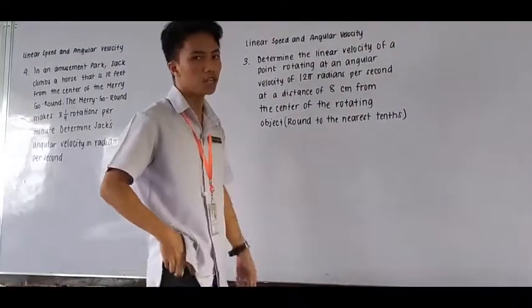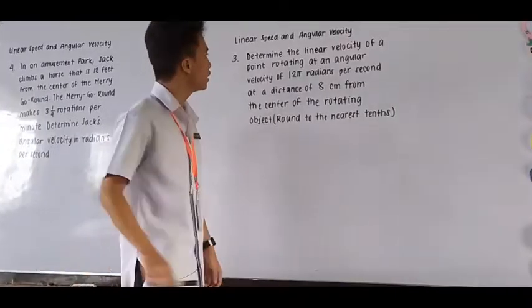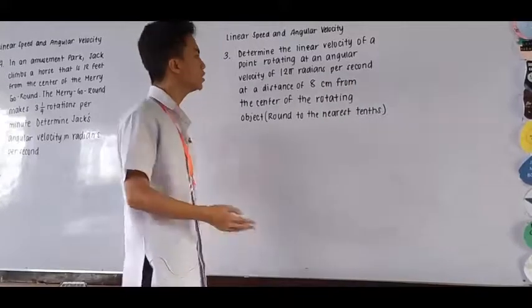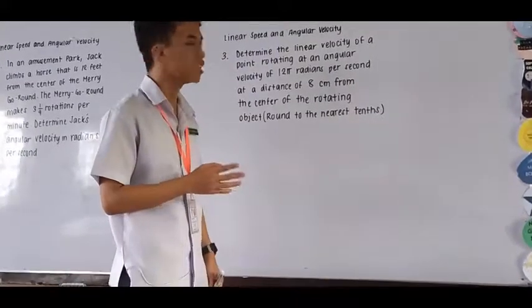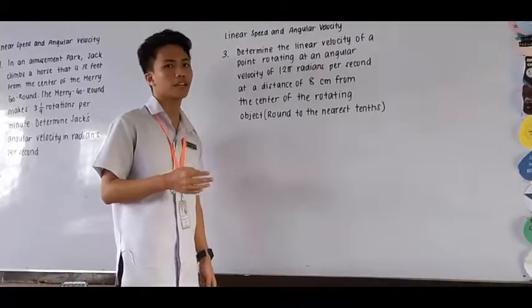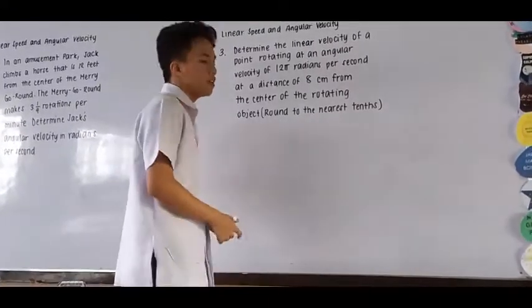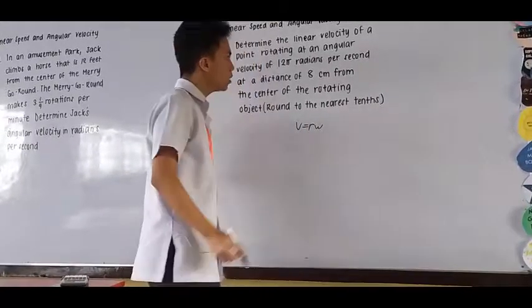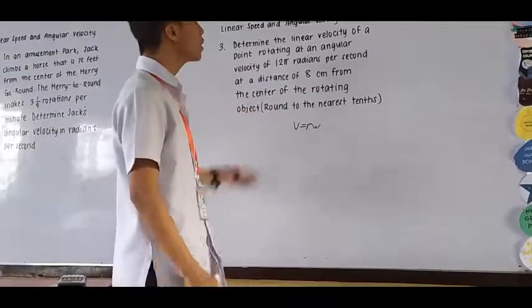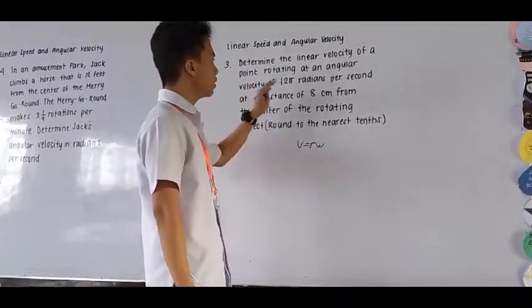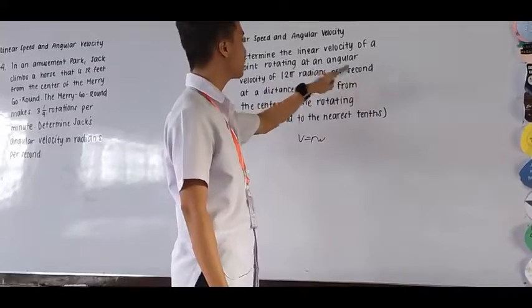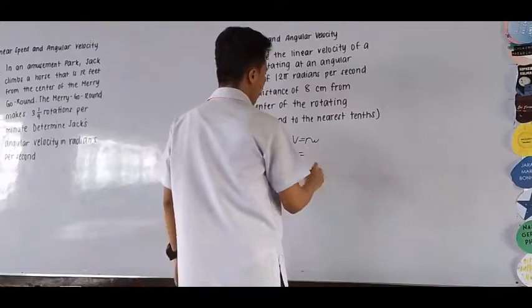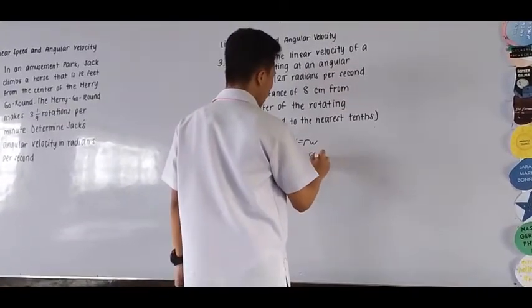Now, let's solve the last problem. In order to determine the linear velocity of the point, we're given an angular velocity of 12 pi radians per second at a distance of 8 cm from the center of the rotating object, rounded to the nearest tenth. Now, let's use again the given formula v is equal to r omega. As you can see, it's already given in the problem. So our angular velocity is 12 pi radians per second, and our radius is 8 centimeters. So just simply substitute it in the problem. So we have 8 centimeters.